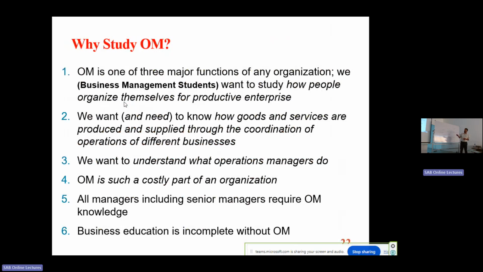Operations management is one main function within an organization. So managers, future managers, you should know how businesses manage operations. It's the subject that we studied. And then we need to know how products and services are produced and supplied through various different operations activities. So we need to understand what operations managers do in organizations.